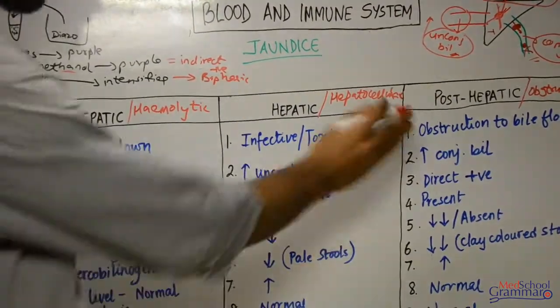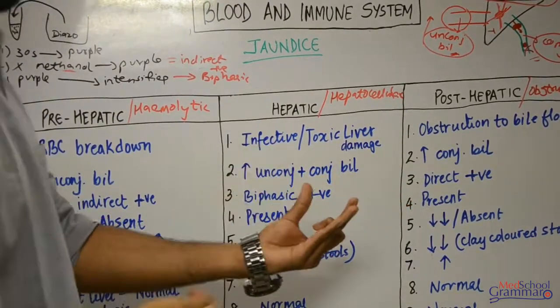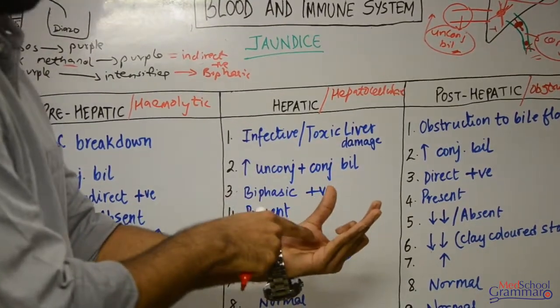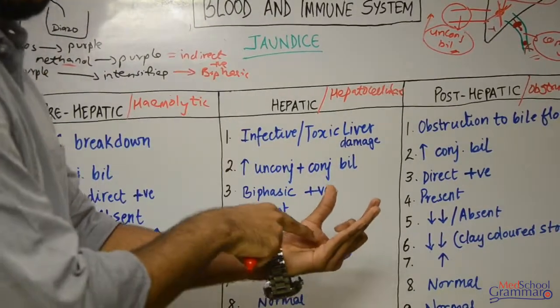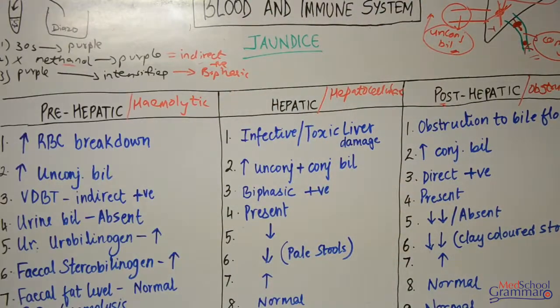Very simple, as the name suggests, if there is a sample and if you add the diazo reagent, you will directly get a positive reaction, that is a purple color, and this is seen only if soluble bilirubin is present, that is conjugated bilirubin is present, and conjugated bilirubin rises only in post-hepatic or obstructive jaundice.